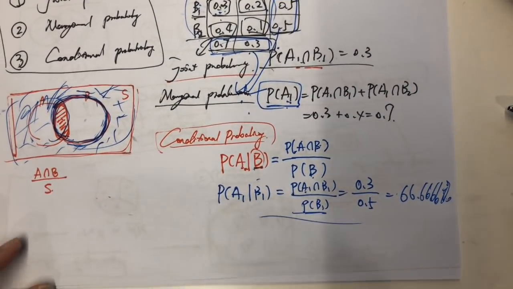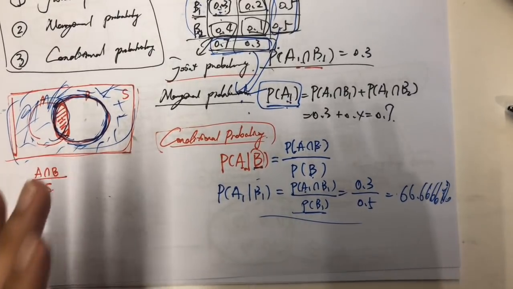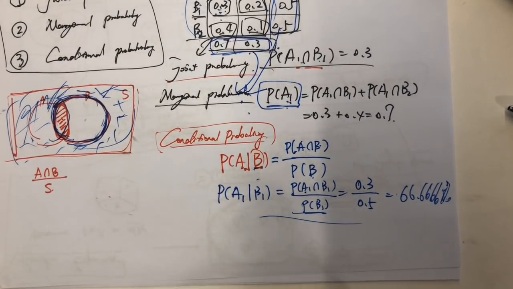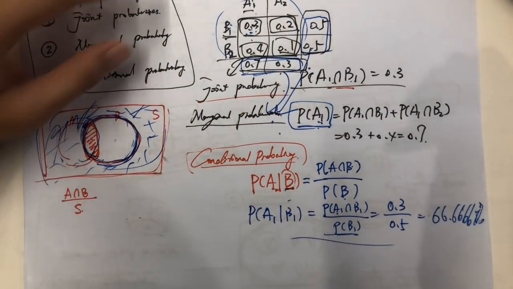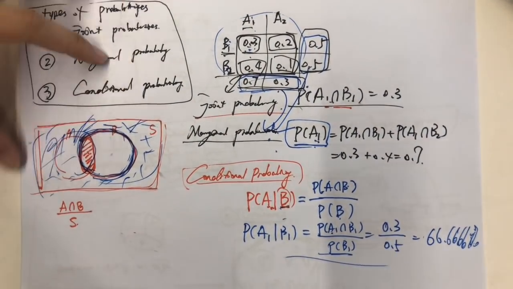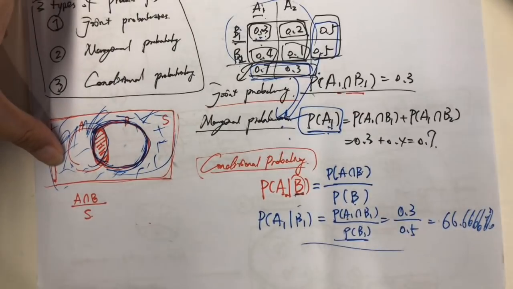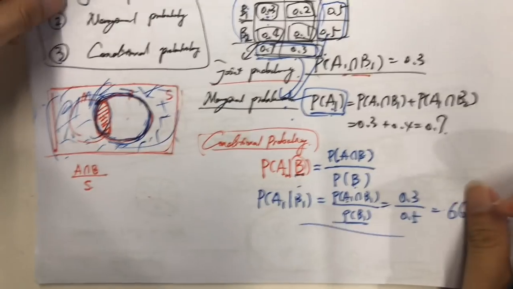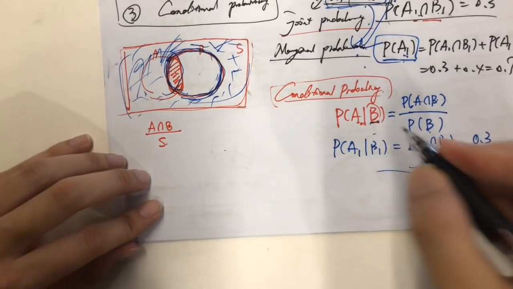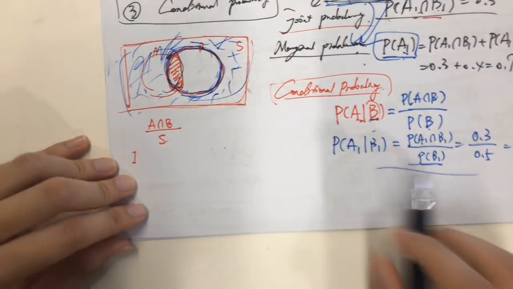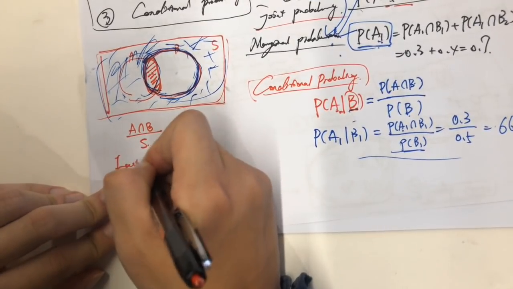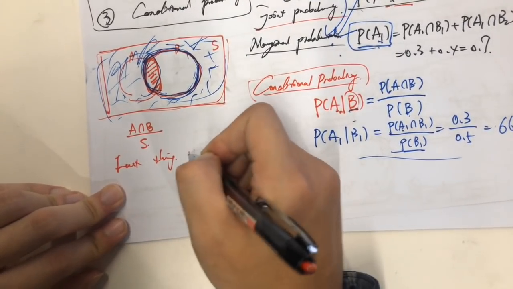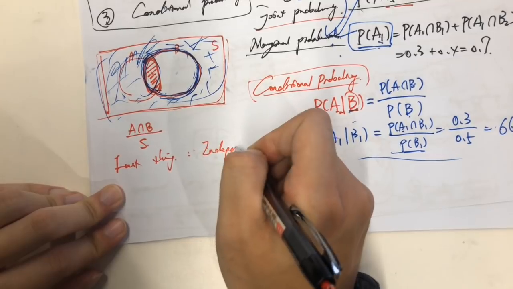The very, very last thing of today is the independence of two events or variables. So, two independent events. The last thing.